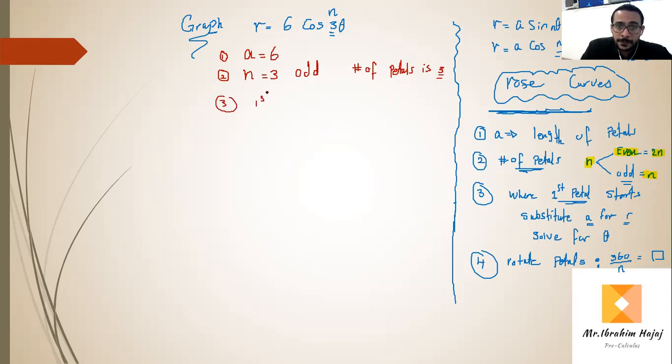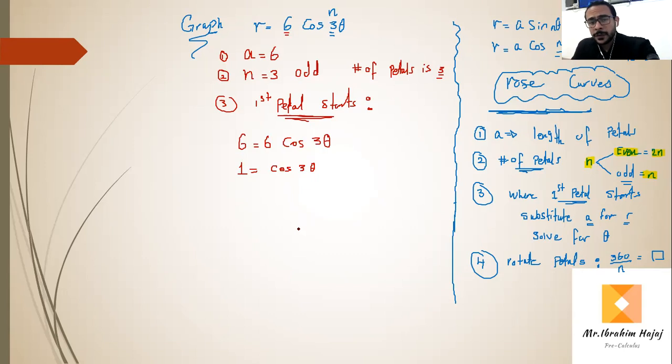Where the first petal starts. The first petal starts at, how do we do it? Substitute A for R, solve for theta. 6 equals 6 cosine 3 theta. Dividing by 6 on each side gives 1 equals cosine 3 theta. So hide the 3 theta with your finger and say cosine of what angle is 1? Cosine 0. Right? Cosine 0 is 1, and also 2 pi. So we will start by cosine 0.